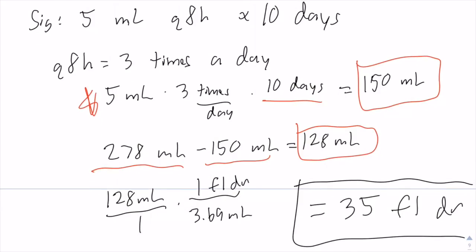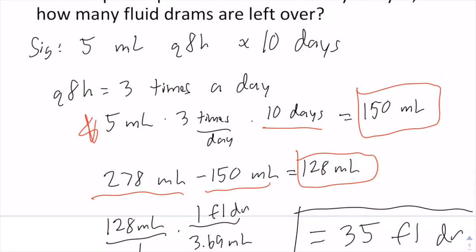left over. And now it asks specifically for fluid grams, so now we're going to go 128 milliliters times 1 fluid gram, and there's 3.69 milliliters per fluid gram, so that is going to give us a total of 35 fluid grams.